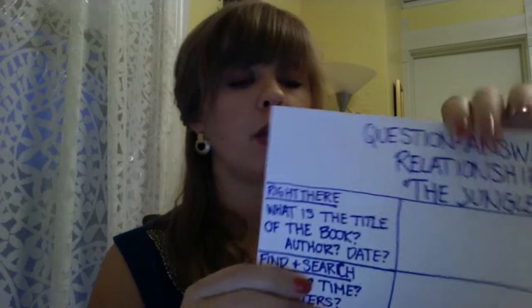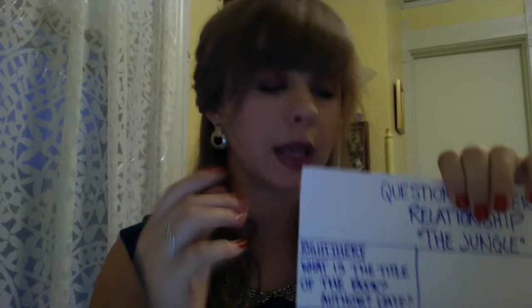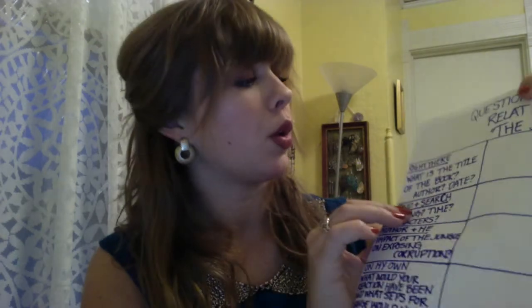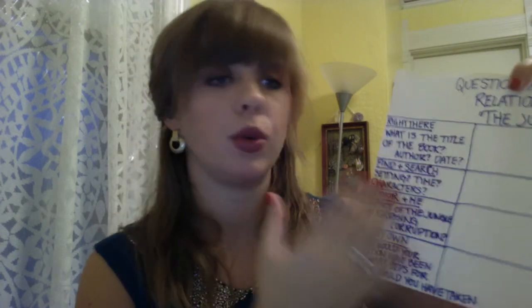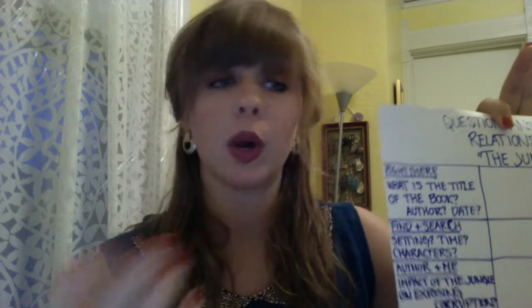So the way it works is there are right there questions. These are questions that you're easily going to find in a text. What is the book about? Who is the author? When was it written? Then there's the find and search. What was the setting of The Jungle? What was the time period? Who are the characters? What did the characters do? What are some predictions you might have about the reading?